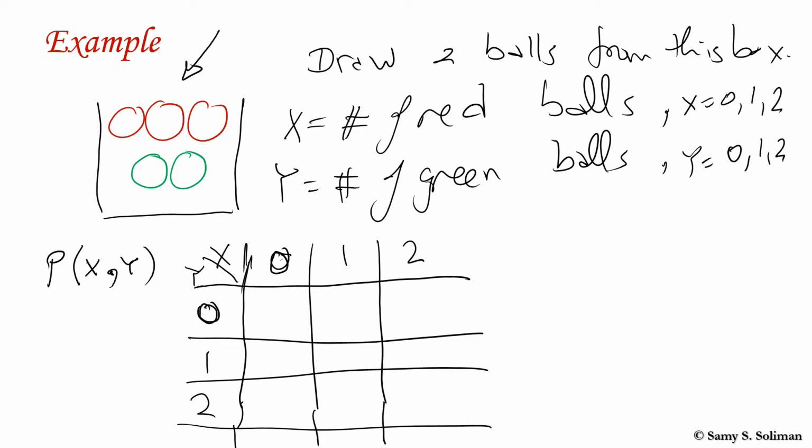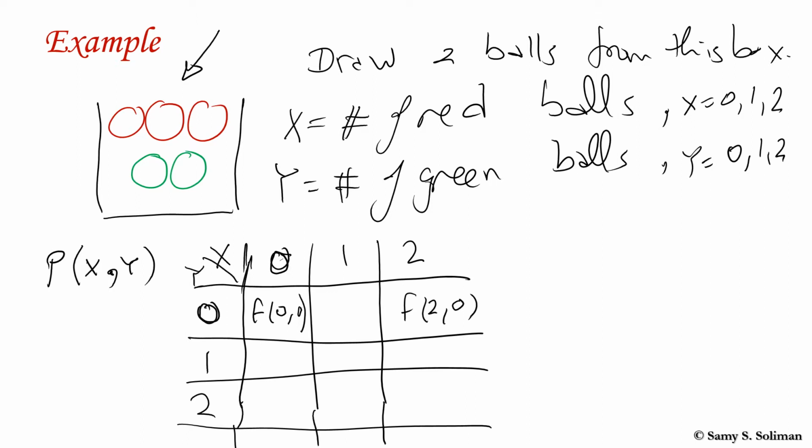And then for each cell, we write the probability that X takes a specific value and Y takes a specific value. For example, here we should write the probability that X equals 0 and Y equals 0. Here we should write the probability that X equals 2 and Y equals 0, and so on. And we need to calculate those probabilities. Of course, some of these probabilities in this specific example can be calculated right away. For example, what is the probability that the number of red balls is equal to 0 and the number of green balls is equal to 0?